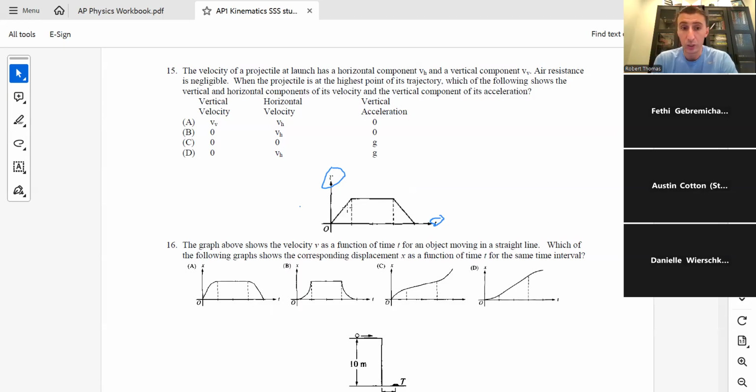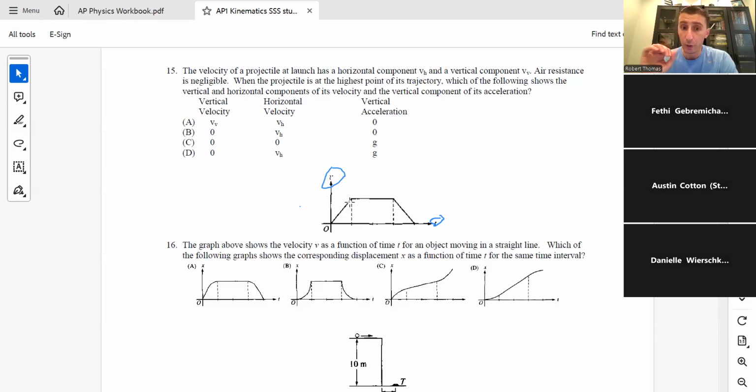Conceptually, what you should know is that during that time period, you're going to start from rest, and then keep going faster at a constant acceleration, right? This is a constant slope, so the acceleration is constant. So you're going to keep increasing your velocity. Does that make sense?